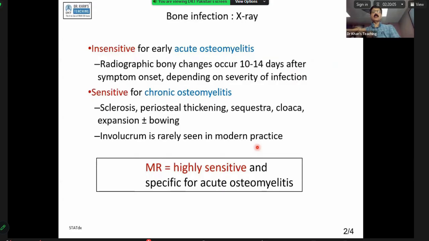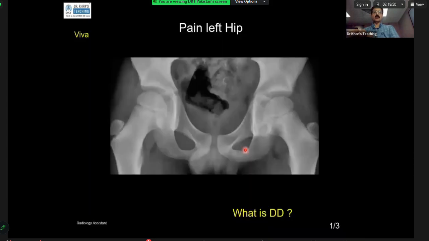Key point to remember is that X-rays are not very sensitive in acute osteomyelitis. MR is the investigation of choice. In chronic osteomyelitis, of course, you can see it, but in the exam, they will show you plain films, by the way, just like the ones which I showed you. This is your last case, candidate 1, then we'll go to candidate 2.